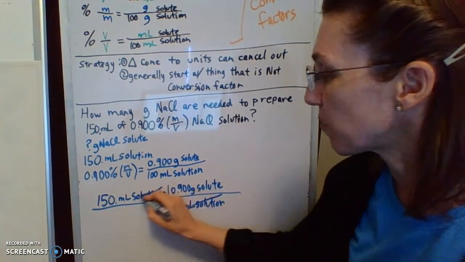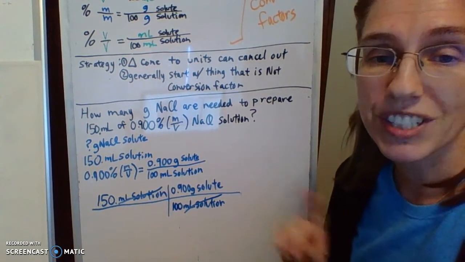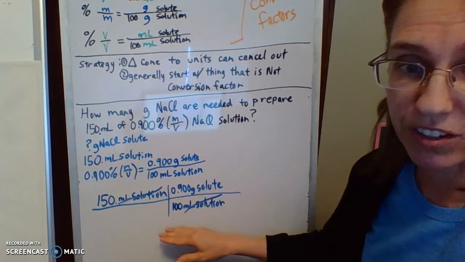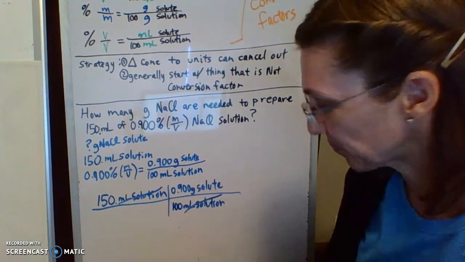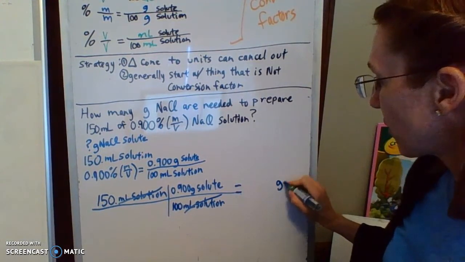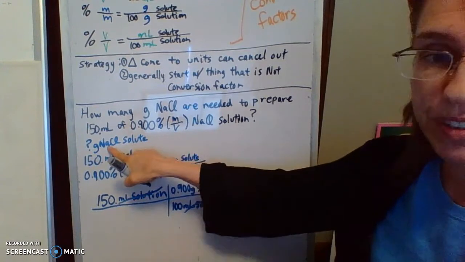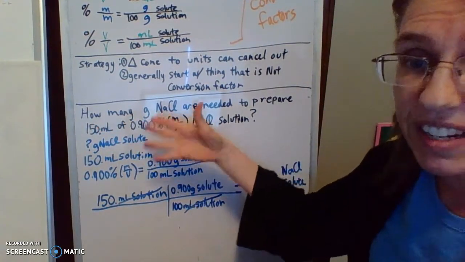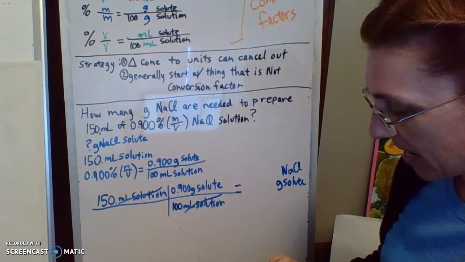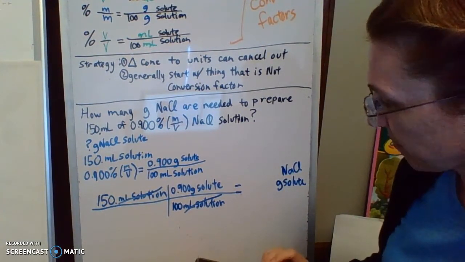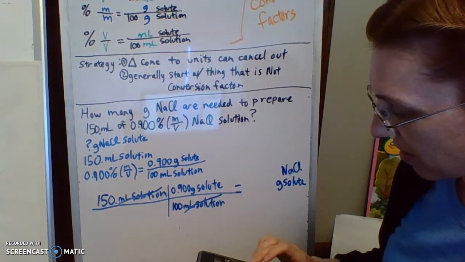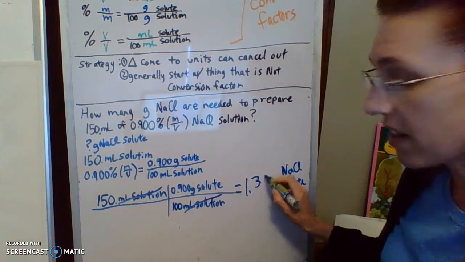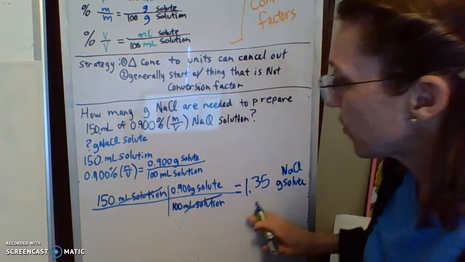Now milliliters of solution cancels out with milliliters of solution. Do keep in mind, milliliters of solution does not cancel out with milliliters of solute. Okay? Two different things. That's why I'm leaving all my labels in there so I know what can cancel out and what can't cancel out. Now the only units we didn't cancel out are grams of solute, which in this case we know is our sodium chloride. So that's how much sodium chloride we want. Is that what it's asking for? How many grams of sodium chloride? Yes, it is. So then we can go ahead and type this into our calculator. And we get an answer of 1.35 grams of sodium chloride. So we've answered our question.